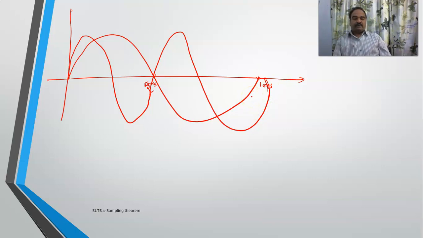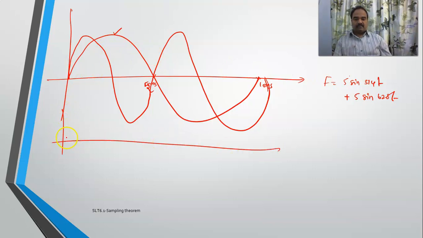Now if you carefully see, it is having two signals. This is a primary signal which is having a frequency of 100 hertz. That signal is 5 sine 314t, plus there is another signal which is having double the frequency. If I join these two signals, then what is my resultant signal? How will it be? It will be like this.